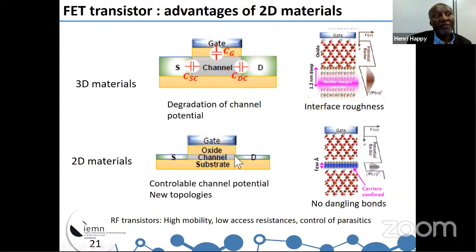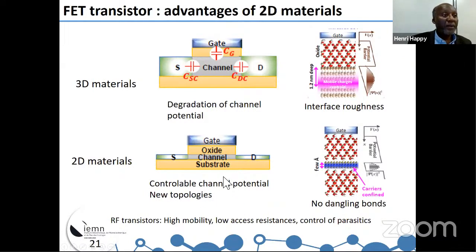That means you don't have surface potential in this kind of material that can introduce a variation of performance. The carriers are well confined in the channel, which has the size of a few angstroms. In silicon, when you reduce the size, it is not easy to achieve a few angstrom channel. The reduction of the channel is not easy.